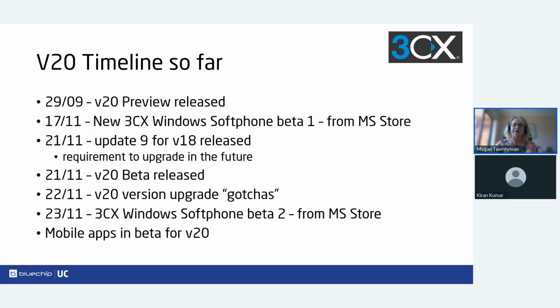And then on the 21st of November, we had update 9 for version 18, which is a requirement to upgrade in the future to version 20. And we also had the first beta for version 20 drop on the 21st as well. By the 22nd, 3CX had already released what are the gotchas for upgrading to version 20 because you're upgrading a Debian version. And then on the 23rd of November, we saw the beta 2 for the new Windows soft phone.